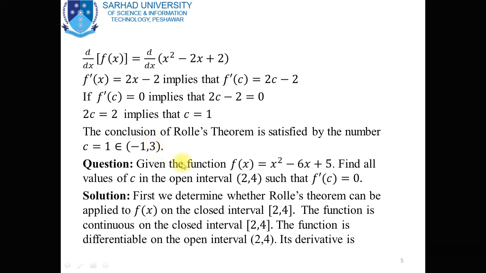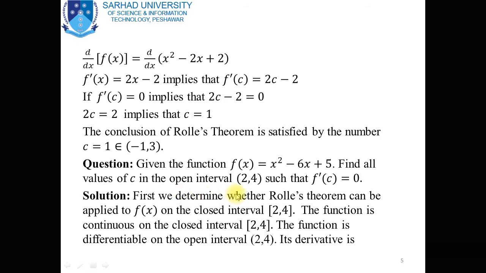Now another problem. They are given that the function f of x is equal to x square minus 6x plus 5. Find all values of c in the open interval 2 and 4 such that the derivative of the function is equal to 0. So in this problem it is also given that this function satisfied the hypothesis of the Rolle theorem. So we just need to find the value of c in the interval.